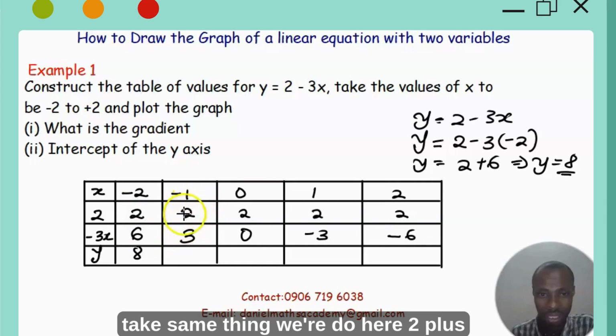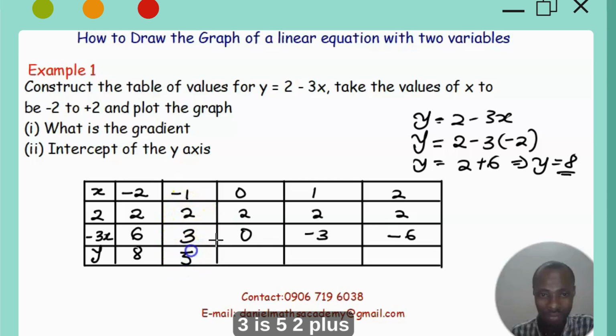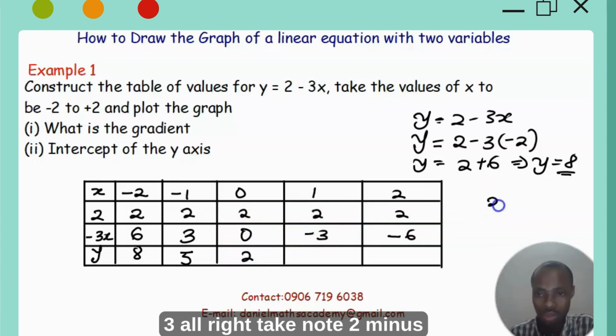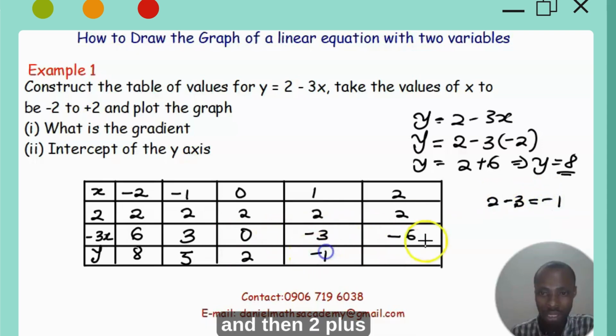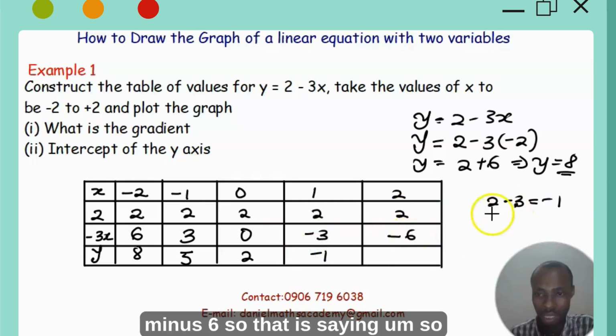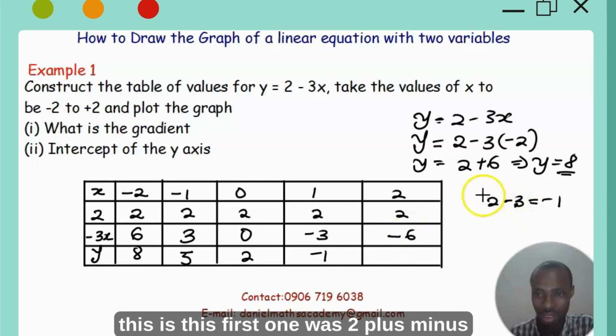Same thing we're going to do here. 2 plus 3 is 5. 2 plus 0 is 2. 2 minus 3, all right? Take note, 2 minus 3 is equal to minus 1, okay? So this is minus 1, and then 2 plus minus 6.